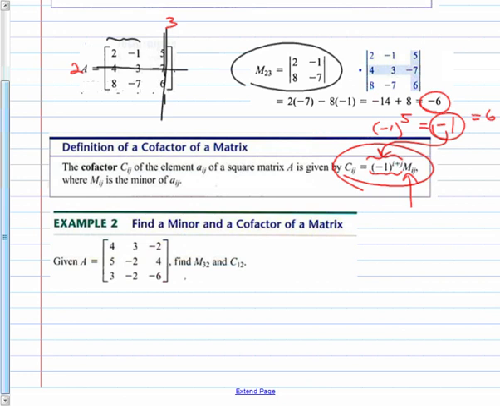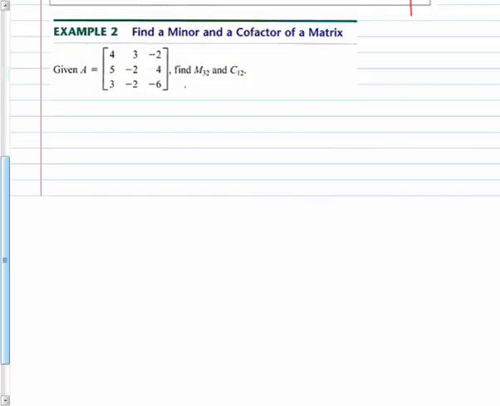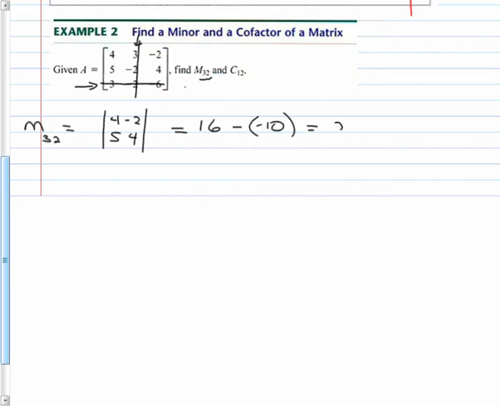So let's just try finding minors and cofactors. They want us to find minor sub 32, row 3, column 2. So if I crossed off row 3 and column 2, this is the minor 32 that we are doing. I have 4, negative 2, and 5, 4 that is left. So I can now do my formula. 4 times 4 is 16, minus 5 times negative 2 is a negative 10. What's 16 plus 10? 26. There's the minor sub 32.